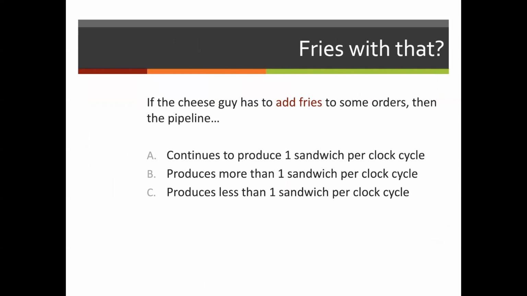If we do allow the cheese guy to add fries to some of the orders, then what exactly will happen? Does the pipeline continue to produce one sandwich per clock cycle? Does the pipeline produce more than one sandwich per clock cycle? Or does it produce less than one sandwich per clock cycle? With this in effect, this is going to decrease productivity, so option C: it's going to produce less than one sandwich per clock cycle.